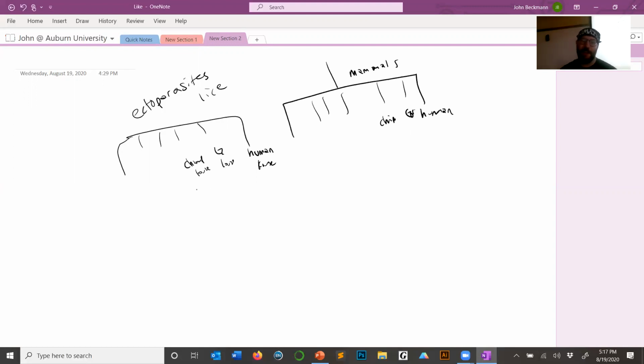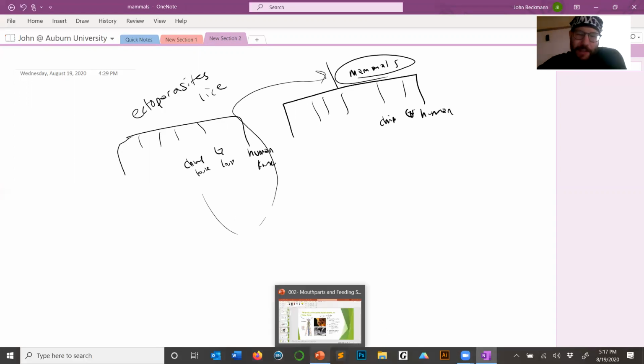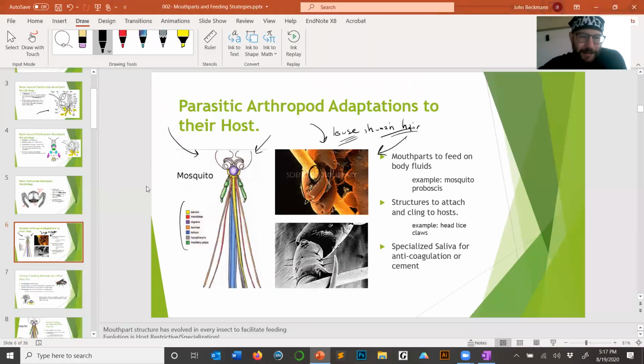So this is saying it's so specialized that the mammal is like a little island that these lice live on, and they can't get off. Once they're on there, that's the means through which they maintain their survival. Does that kind of make sense? This is a general example. Don't take me to task on gorilla louse, chimp louse, human louse evolution until we get to the louse lecture.